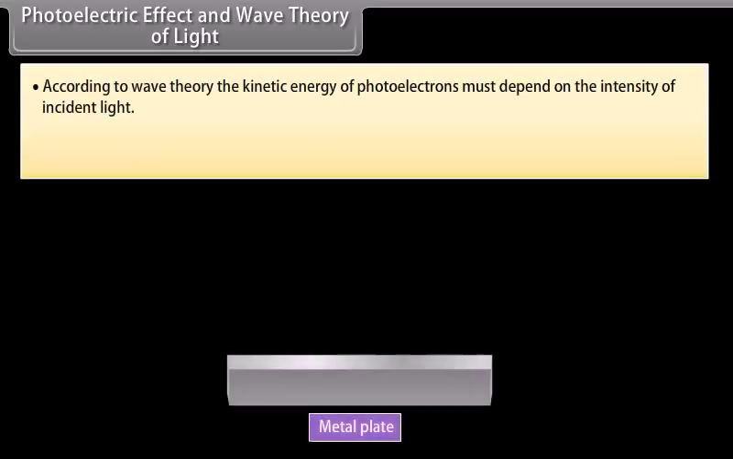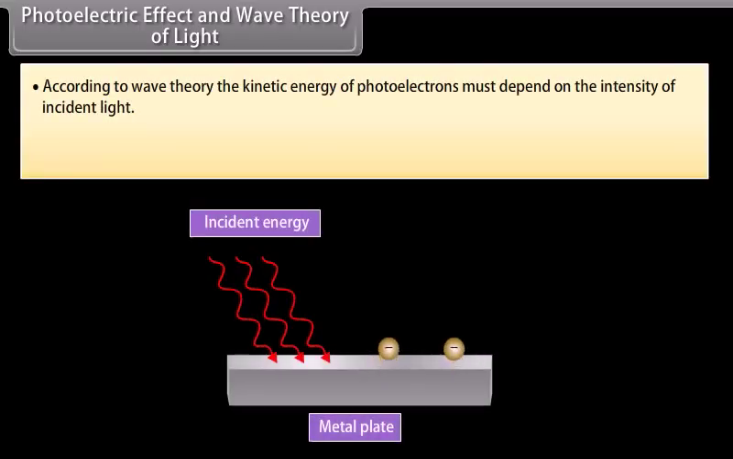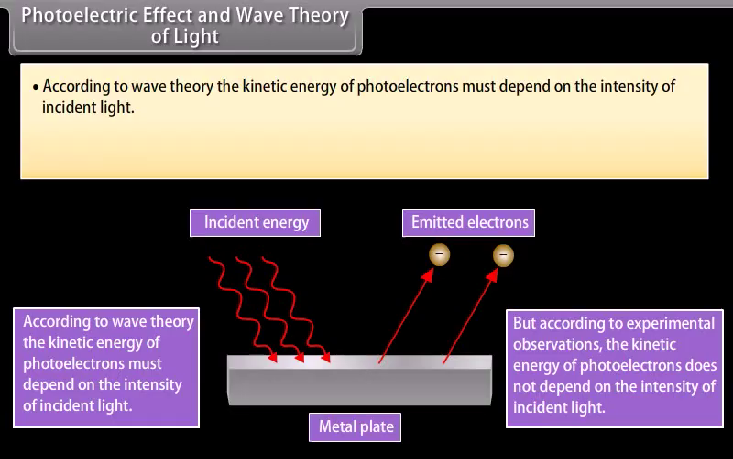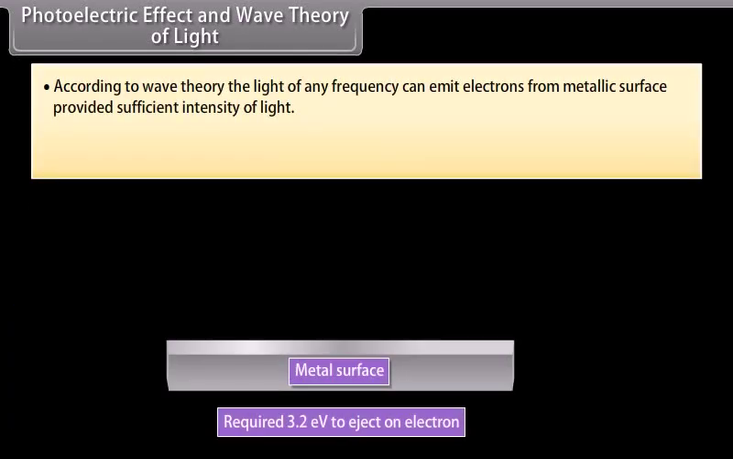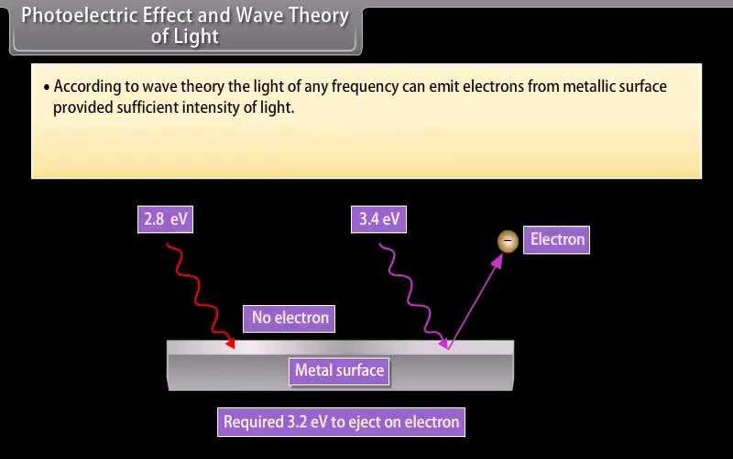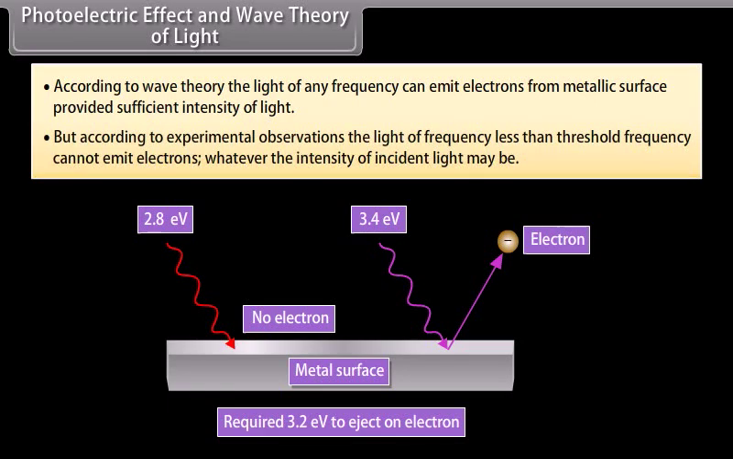Photoelectric effect and wave theory of light. According to wave theory, the kinetic energy of photoelectrons must depend on the intensity of incident light. But according to experimental observations, the kinetic energy of photoelectrons does not depend on the intensity of incident light. According to wave theory, the light of any frequency can emit electrons from a metallic surface, provided sufficient intensity of light. But according to the experimental observations, the light of frequency less than threshold frequency cannot emit electrons, whatever the intensity of incident light may be.